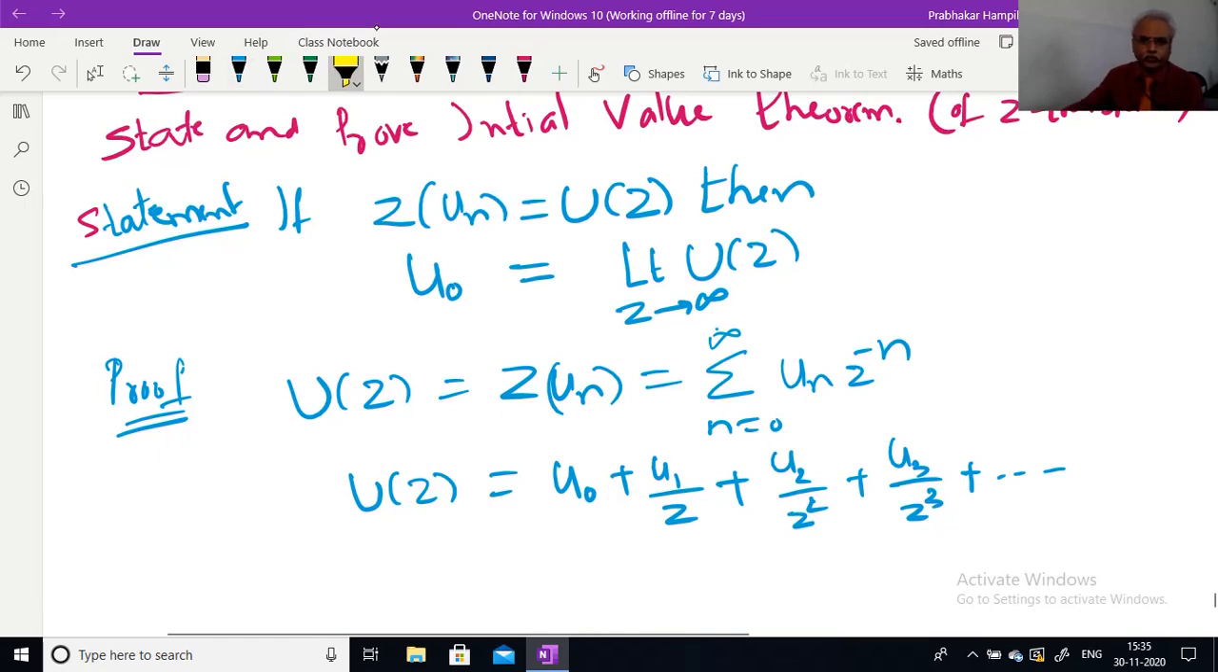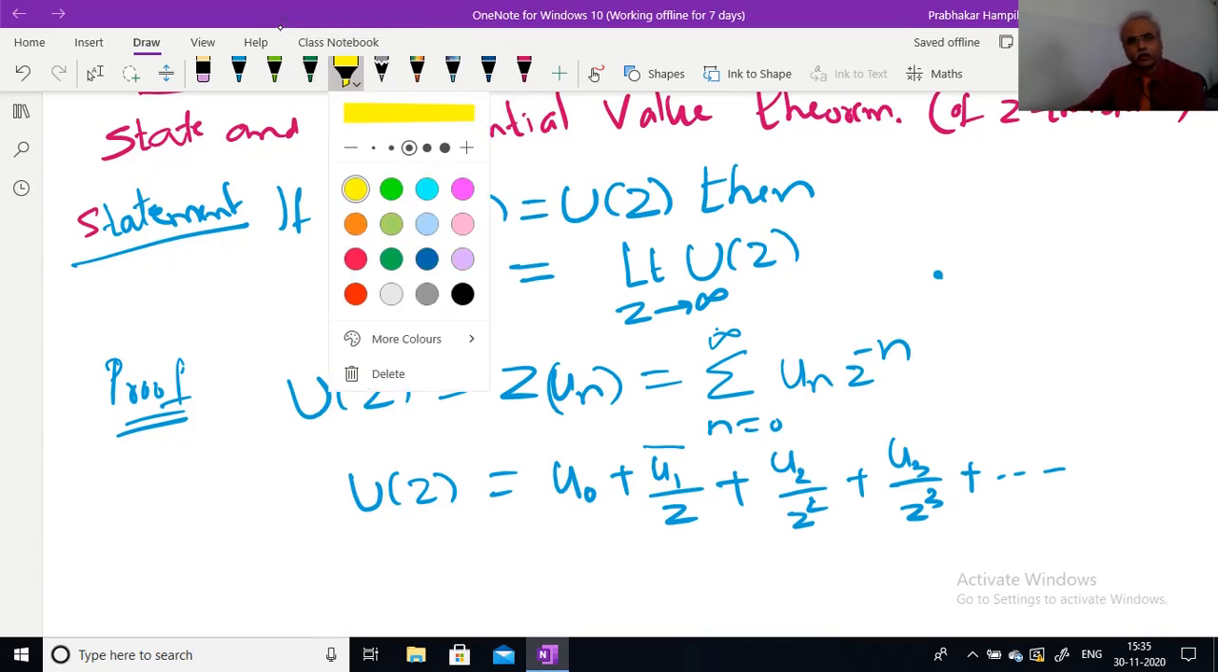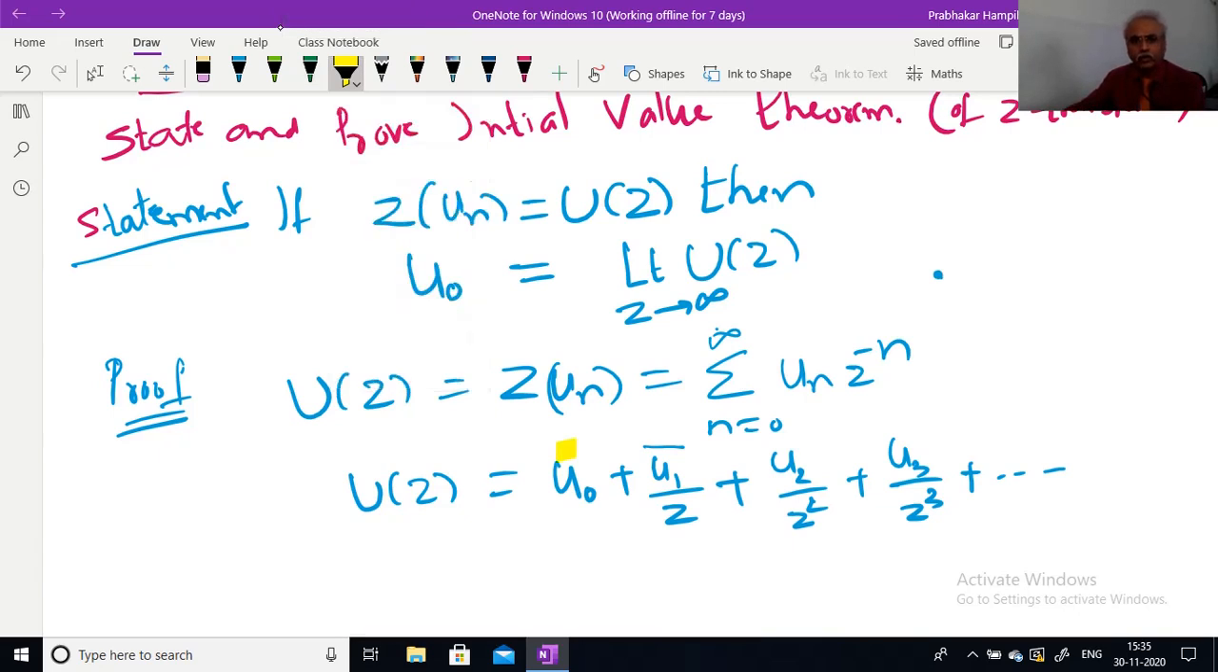If you note this part, it remains, and in the remaining part each term becomes 1 by infinity. Okay, 1 by infinity becomes 0.